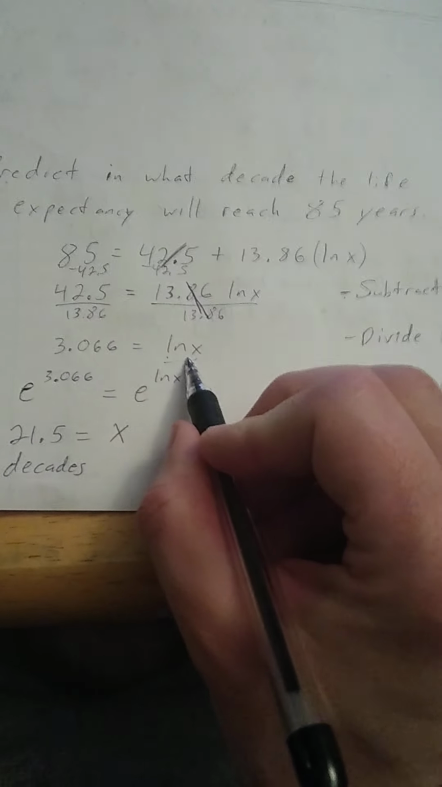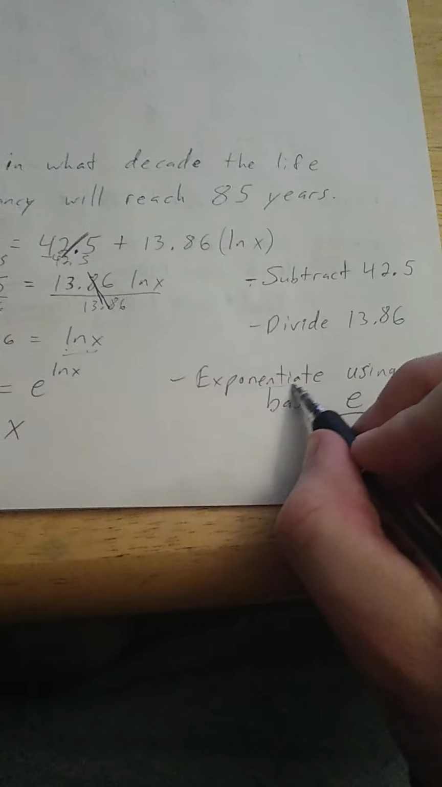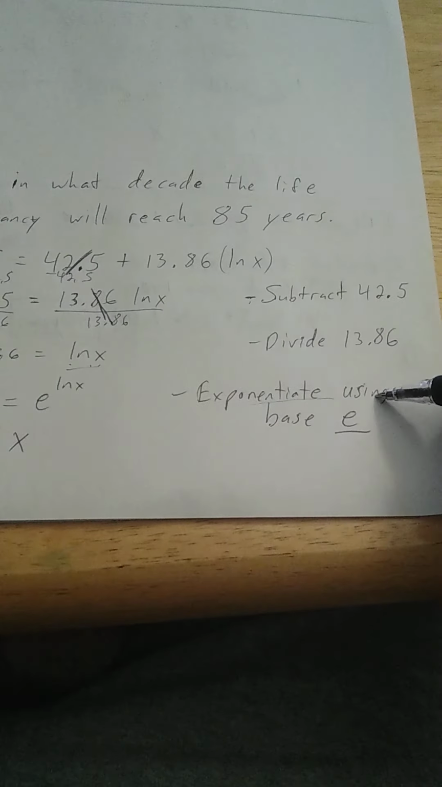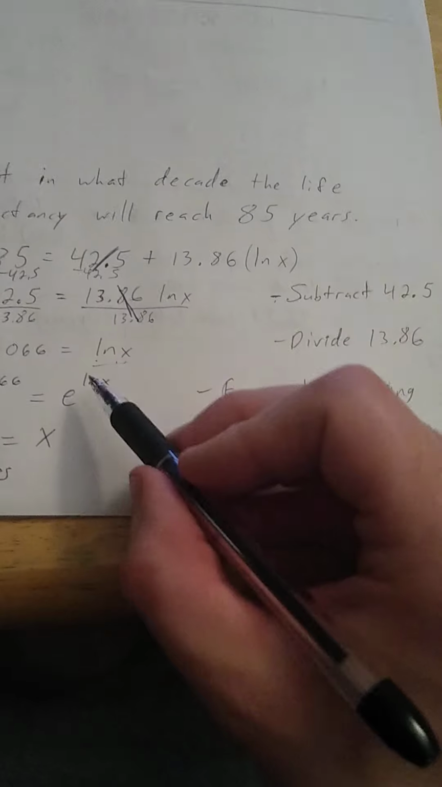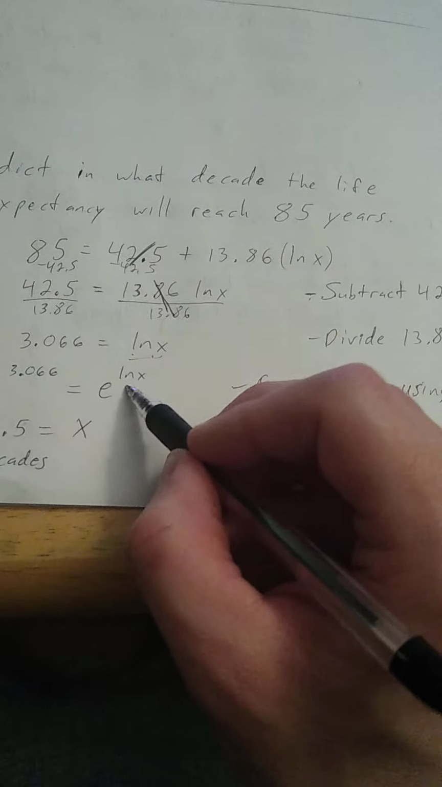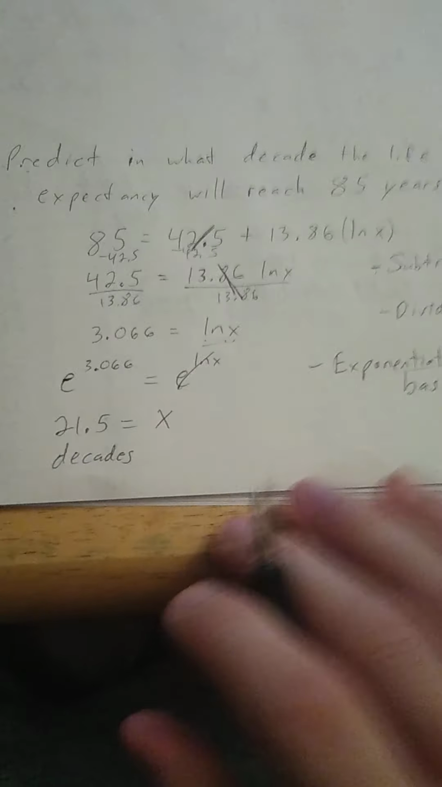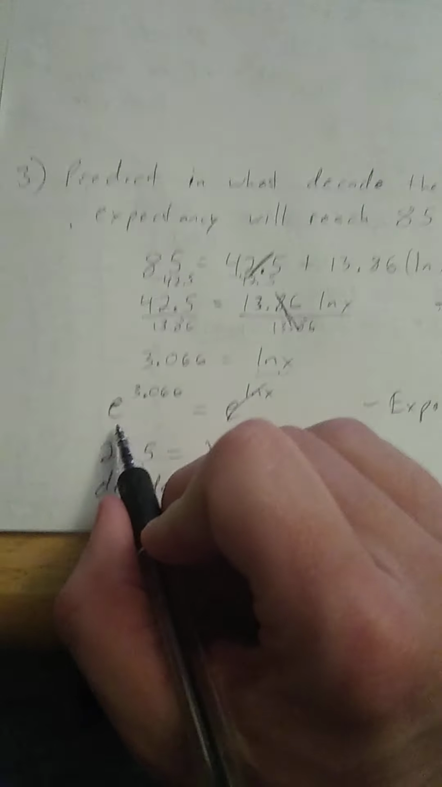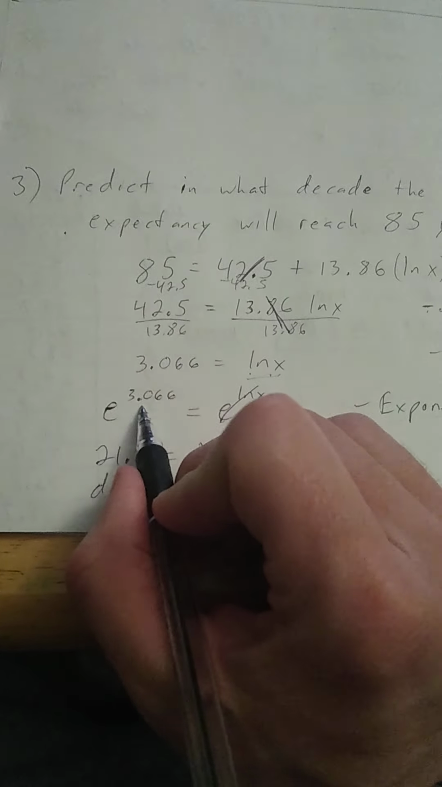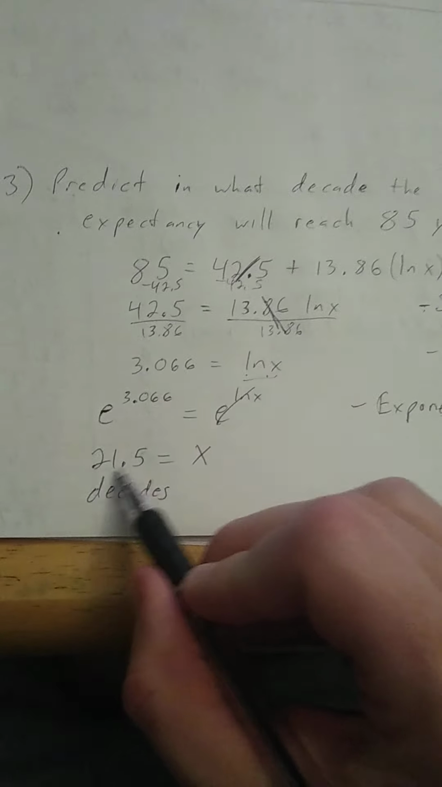Now how do I get rid of ln x? Okay, this is a logarithm. So we need to, like we did the last 2 weeks, exponentiate. We're going to exponentiate using base e, because this is the natural log, which is log base e. This is one of our properties where we know these two cancel out and leave x. So when I exponentiate in base e to the 3.066 power, I get 21.5.